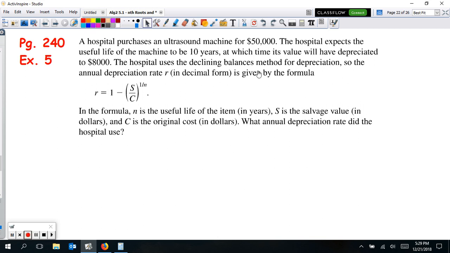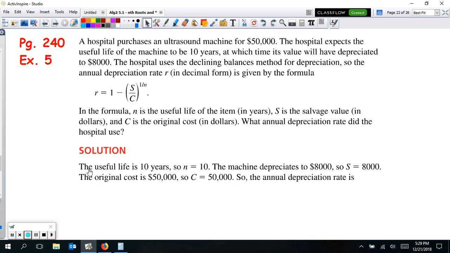It talks about that the useful life is 10 years, so N would be 10 on this one, so 10 is going to be down there. The machine depreciates at $8,000, so S is going to be depreciation, 8,000. The original cost is 50,000, so C here in this one is 50,000. So you just start putting things in, and you can figure that out. So there's the formula. You plug it into the formula. 1 minus the 8,000 on top over 50,000. 1/10 is your power. You can reduce this number to 4/25, and then take the decimal of that.